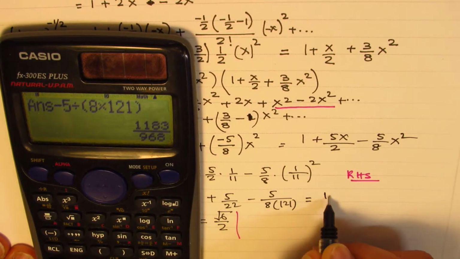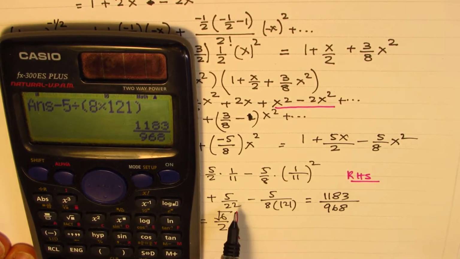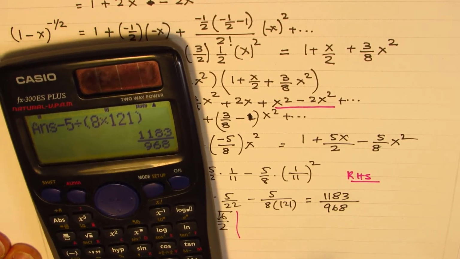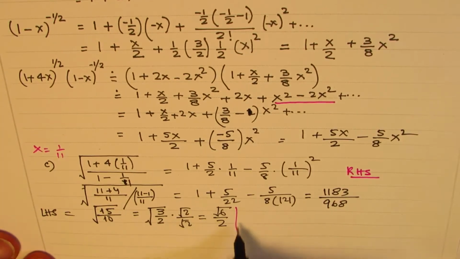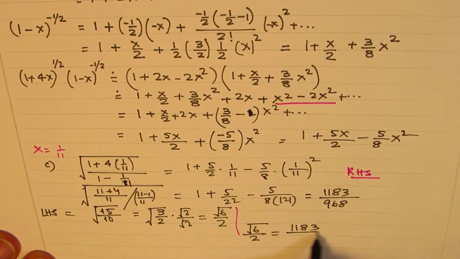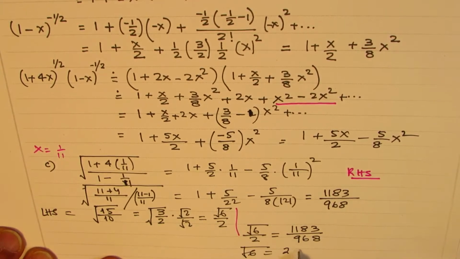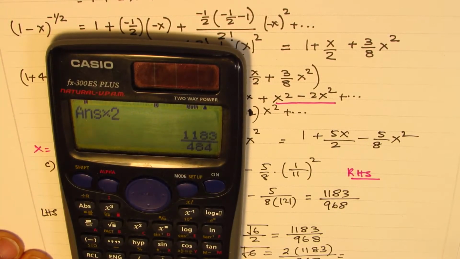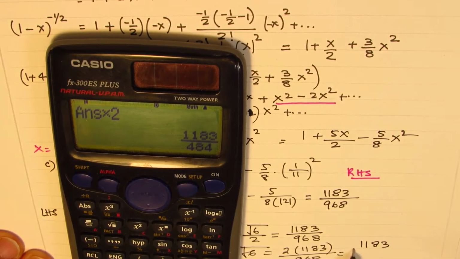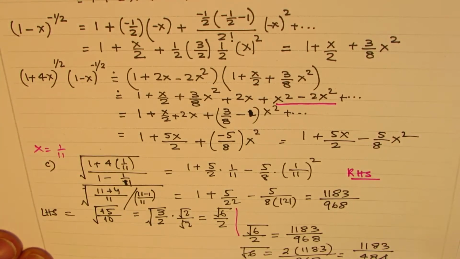So that gives you 1183 over 968. Clear? So that is what we get on the right side. Perfect. So from here we can now write down that square root of 6 over 2 is equal to 1183 over 968, or square root of 6 is equal to 2 times 1183 over 968, which, we'll just multiply this by 2, and we get this as 1183 over 484. Clear? So that is the value of square root of 6.